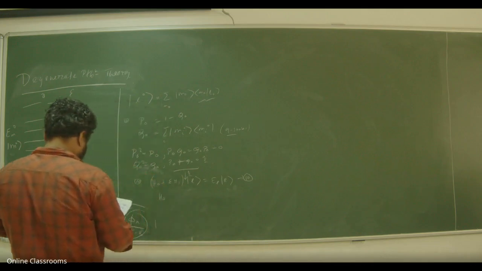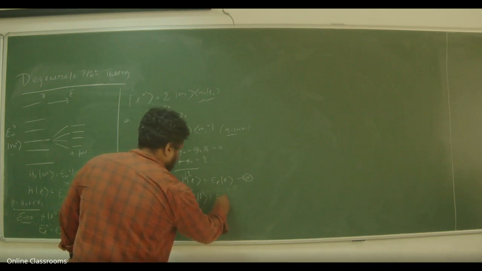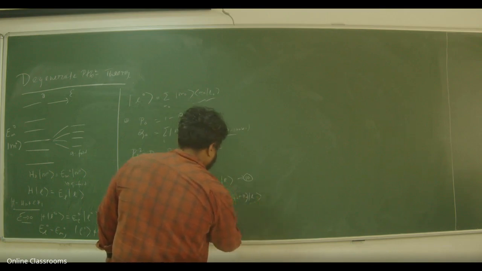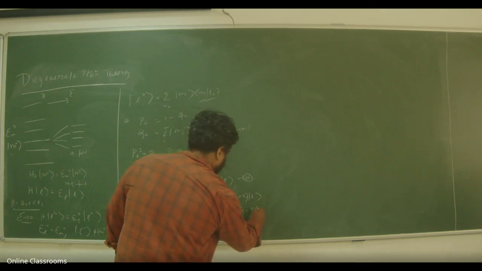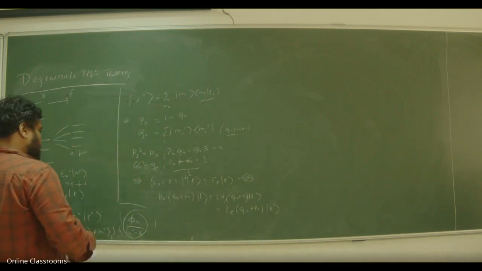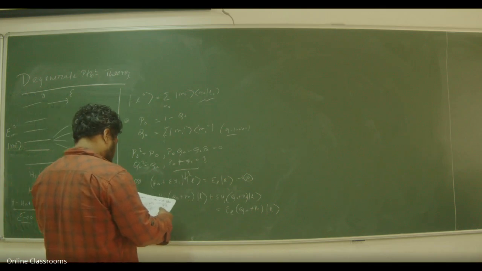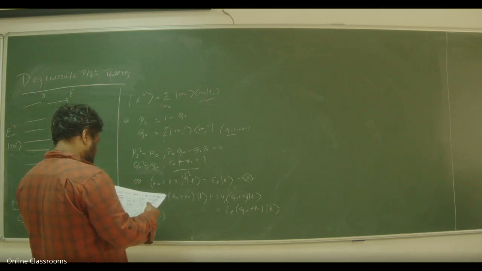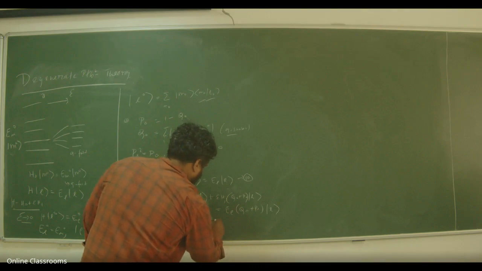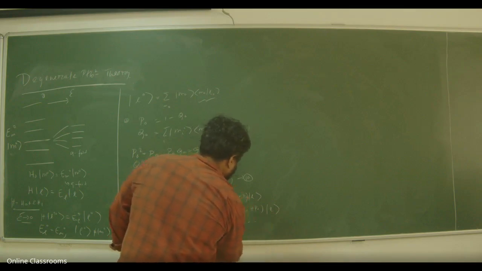We get H naught Q naught plus P naught L plus epsilon H1 Q naught plus P naught L. Okay, so what I'll do, I shift these two operators, and everything else is as usual. I am not changing anything else.